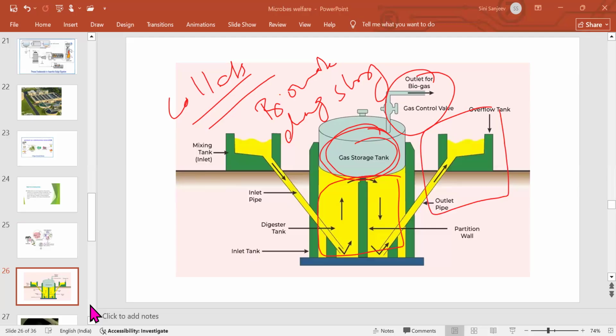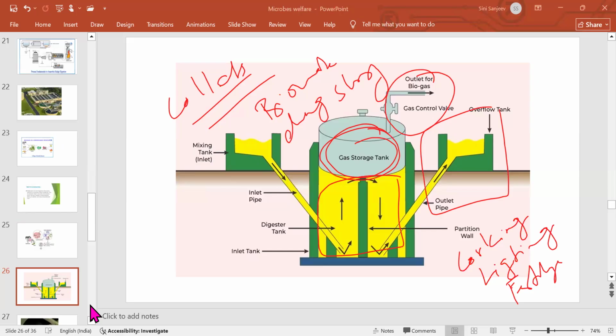So whenever biogas is produced, the major three uses are there. One is it can basically be used for cooking purposes. Second is for electricity or lighting purposes. And third one is the fertilizer. So these are the uses of the biogas.